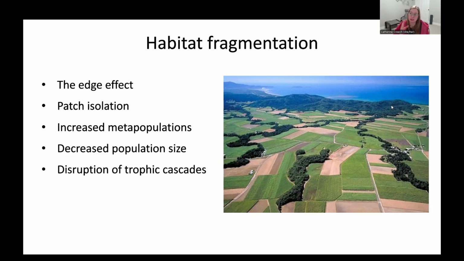And maybe they still interact, so they're meta, like continuing over, but they're not distinctly together anymore. So it fragments up the population as well. This also decreases habitat, so it decreases the population size. And if you decrease the habitat, you disrupt the trophic cascades.